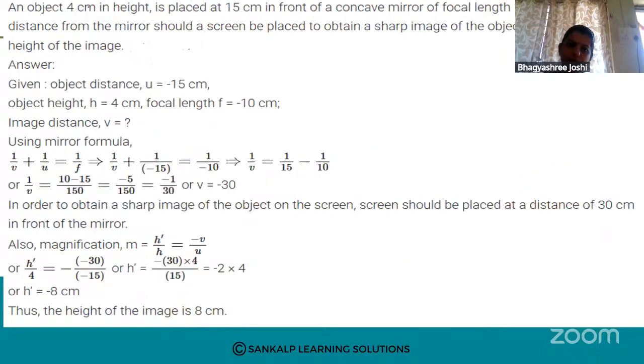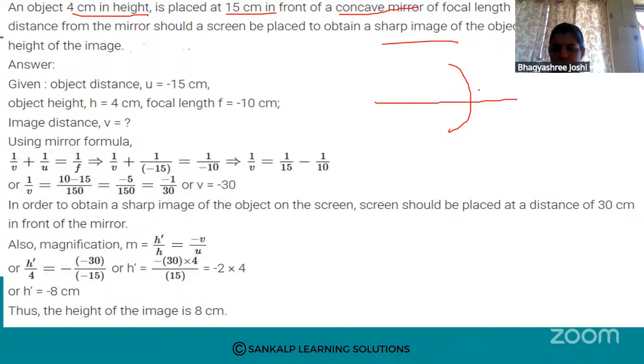An object 4 centimeter in height is placed at a 15 centimeter in front of a concave mirror of focal length 10 centimeter. At what distance from the mirror should a screen be placed to obtain a sharp image of the object? Calculate height of the image. So height of the image we need to calculate. What they have given? See, this is a concave mirror. Here also we are using concave mirror.